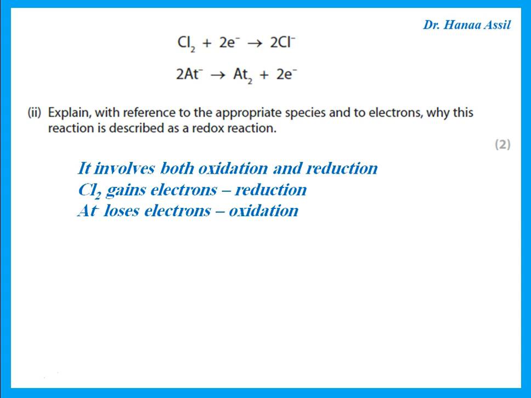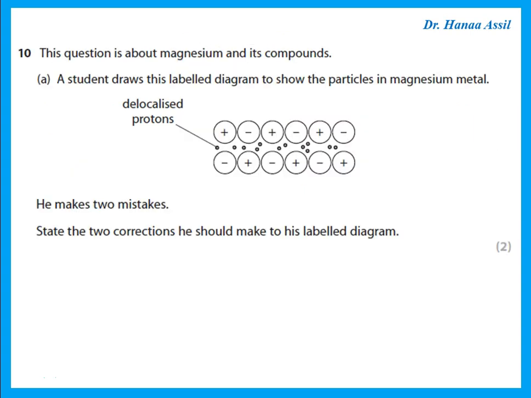Don't just say it has oxidation and reduction. Well, where is the oxidation? Where is the reduction? And if we say chlorine was reduced in this case, why do we say it was reduced? You should say that is because it is gaining electrons, so that is reduction. The other one is losing electrons, and that is oxidation.